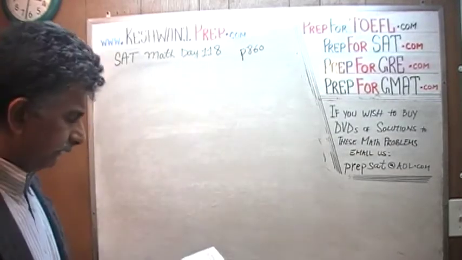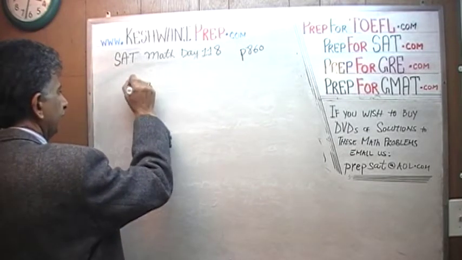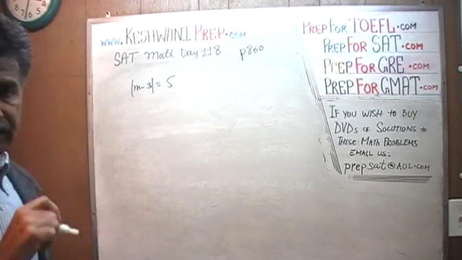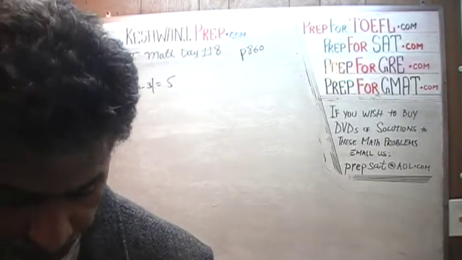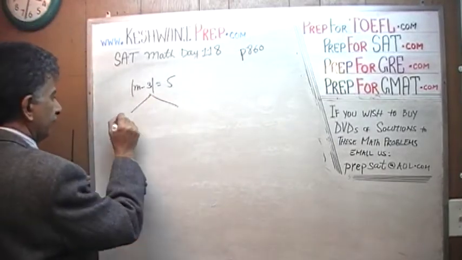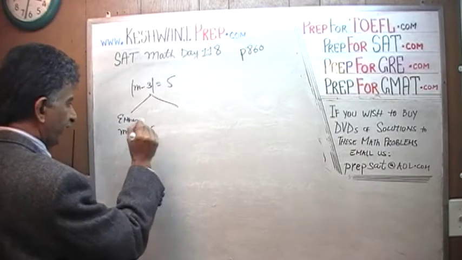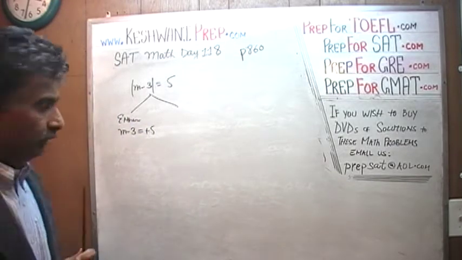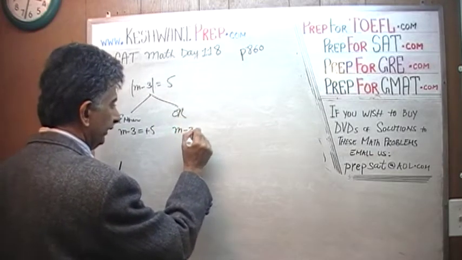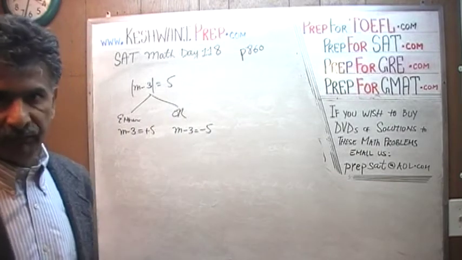The very last problem here. We are told that the absolute value of m minus 3 equals 5. Since the absolute value of m minus 3 is equal to 5, there are two possibilities. Either m minus 3 actually equals 5, which will be the normal case, or maybe m minus 3 equals negative 5, because in both cases the absolute value is going to be 5.